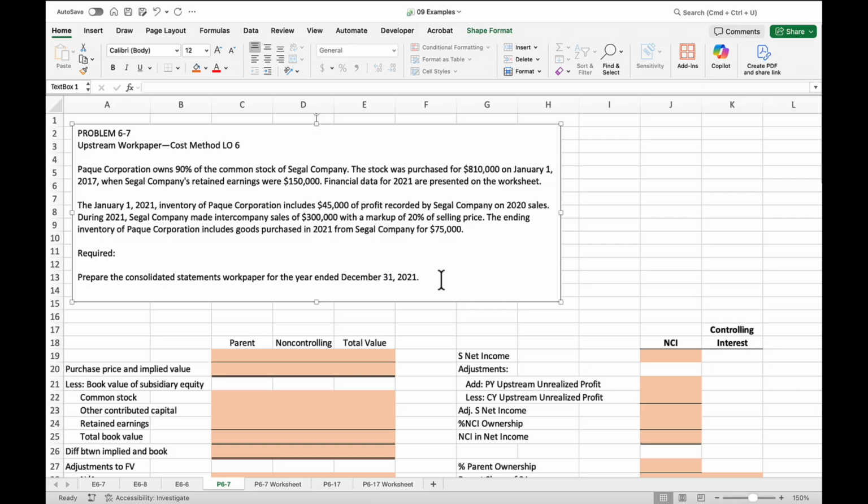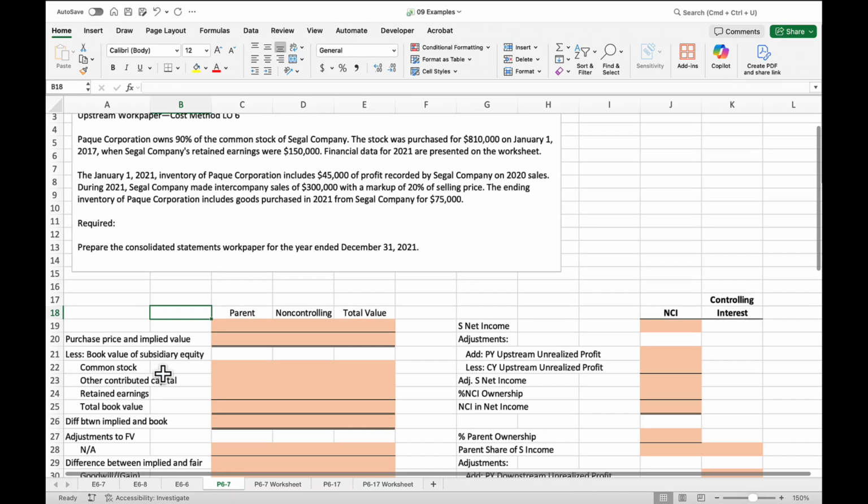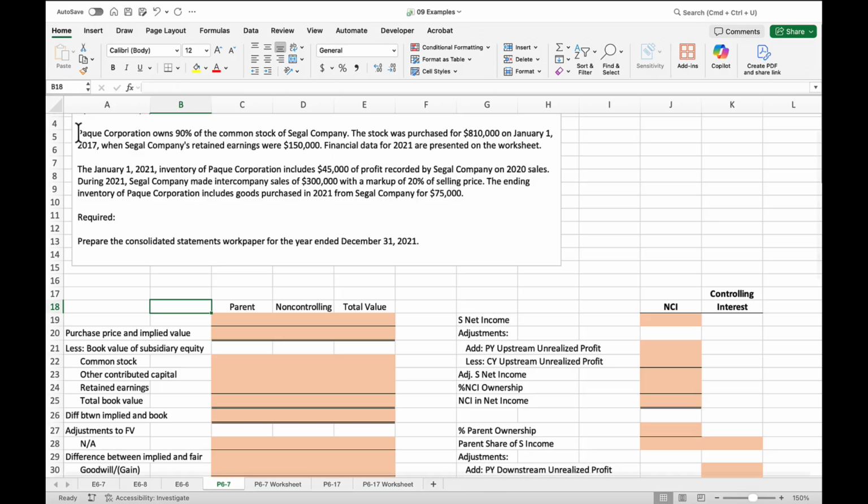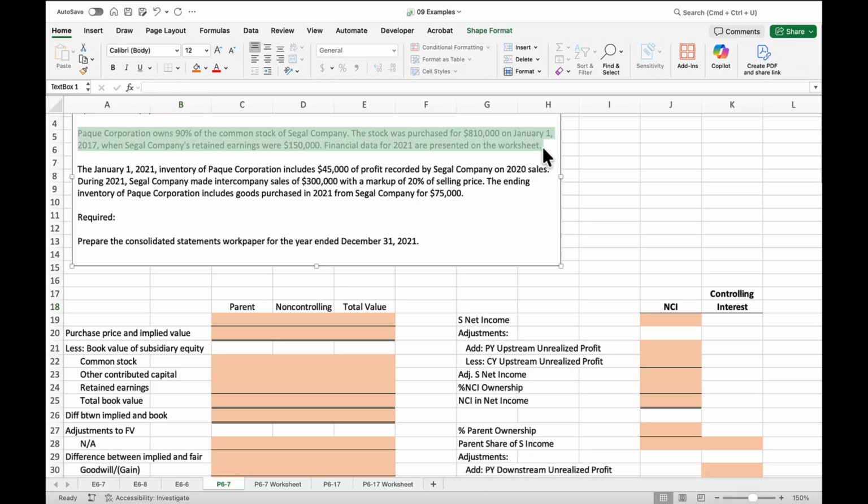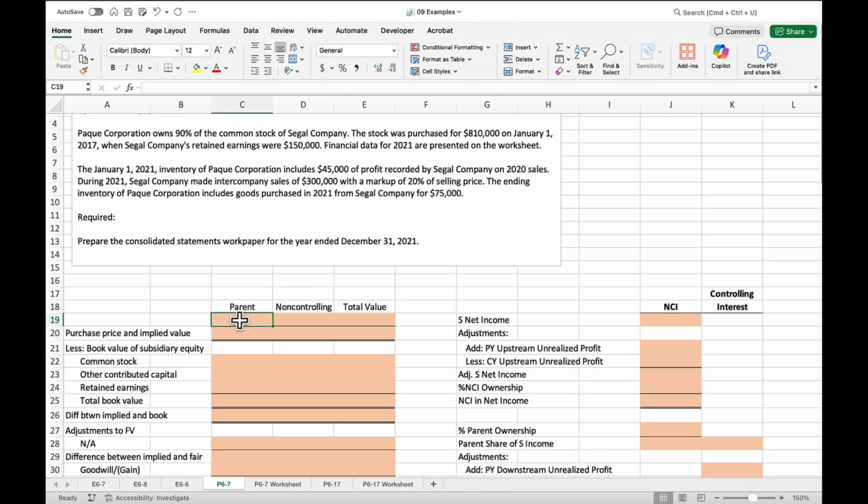So we know from all of the problems we've done so far that the first thing we need to do, even though they're not asking us to do it, is put together our computation and allocation of differences schedule, which we have down here. So this first paragraph is historical information from the date of acquisition. So that's where we're going to look for that information.